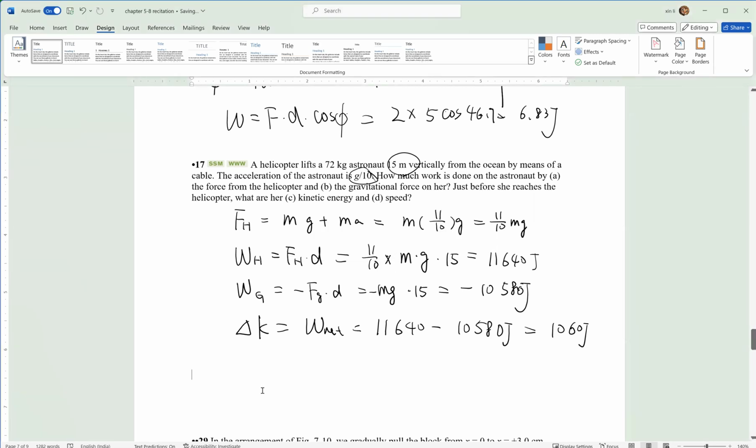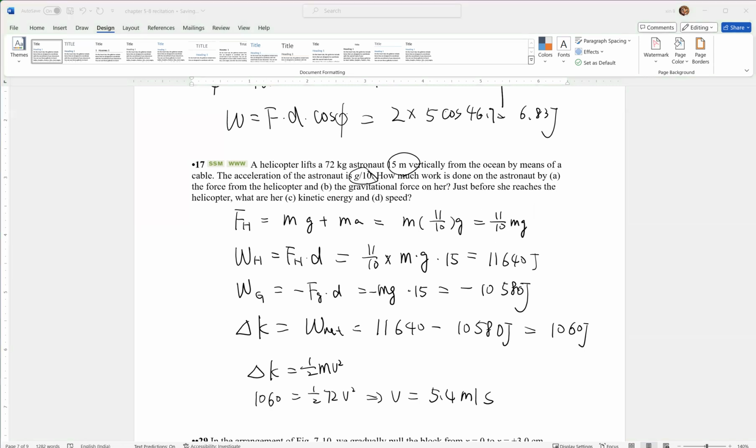Okay. So you are going to calculate the speed. Delta K will be equal to 1/2 mv squared. And then it's 1,060 equals 1/2 times 72 times v squared. And then you are going to get your speed equal to 5.4 meters per second. So this is this problem. I think the only thing that is a little bit difficult is trying to get the mass or the force by the helicopter.